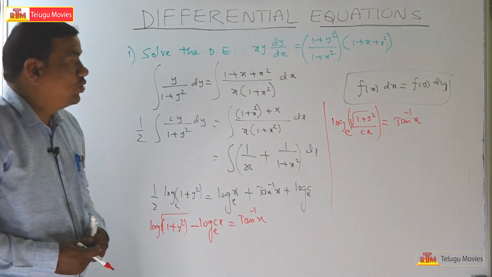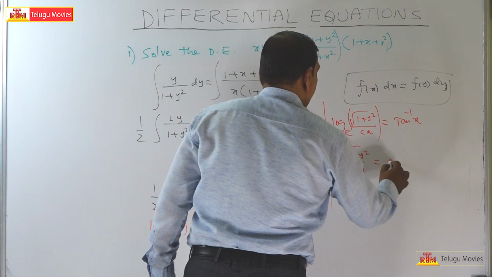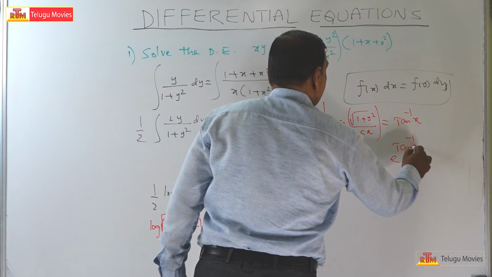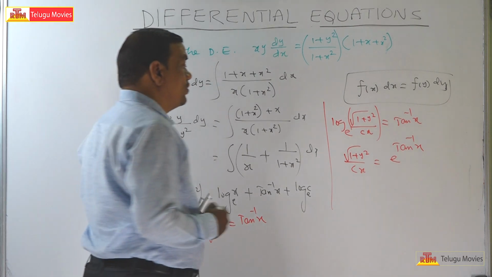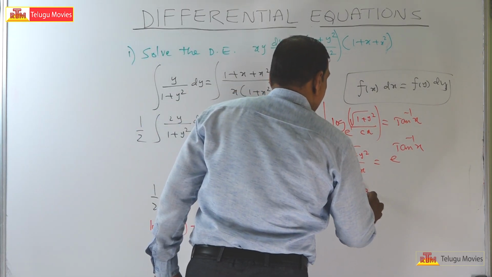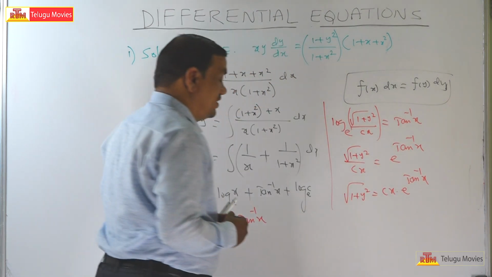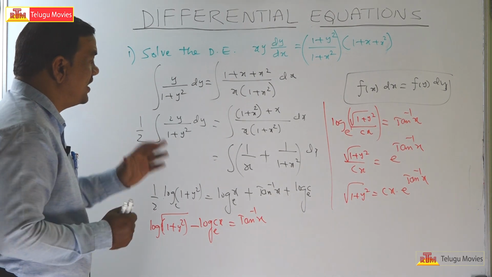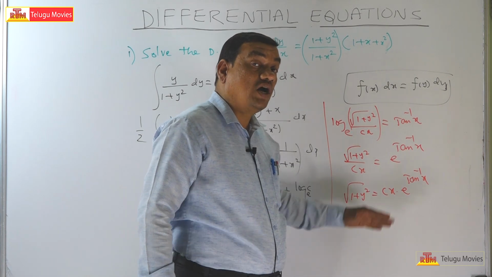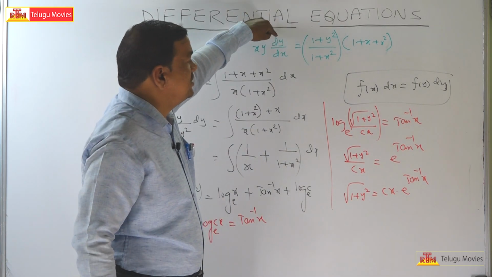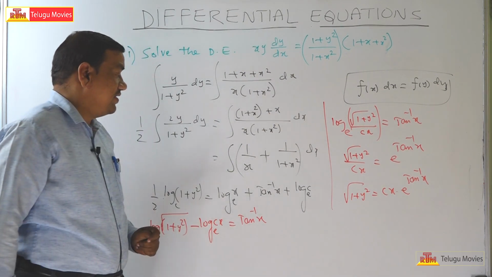So root of 1 plus y square by cx is equal to e to the power of tan inverse of x. Okay, now again, the final answer is root of 1 plus y square is equal to cx into e to the power of tan inverse of x. This will almost be your final answer. That means this is the equation of the family of curves whose differential equation is this. Understand this? I hope that you understand this concept very well.